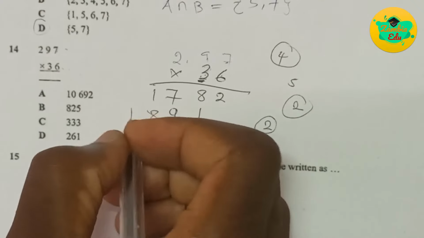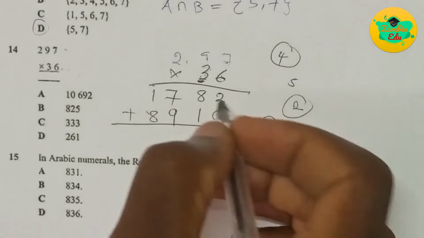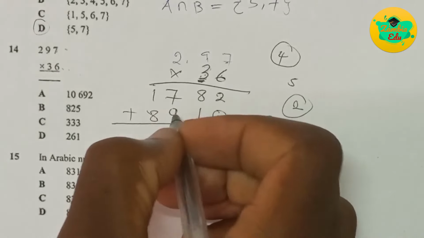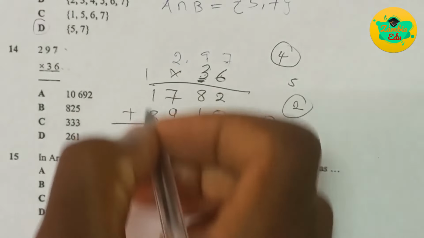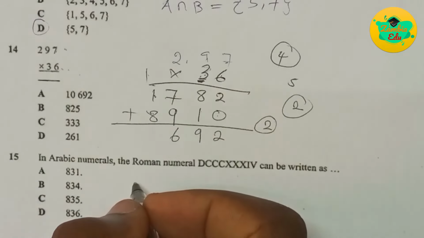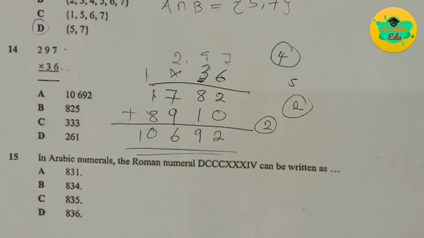So we put 8 there, put a plus sign, do that, and put a placeholder there. So 2 plus 0 is 2, 1 plus 8 is 9, 7 plus 9 is 16, so write a 6, carry a 1, 1 plus 8 is 9, plus the remainder 1, that's 10. So you put the whole 10 there, and you have your answer being 10,692. And that answer was shown as option A.